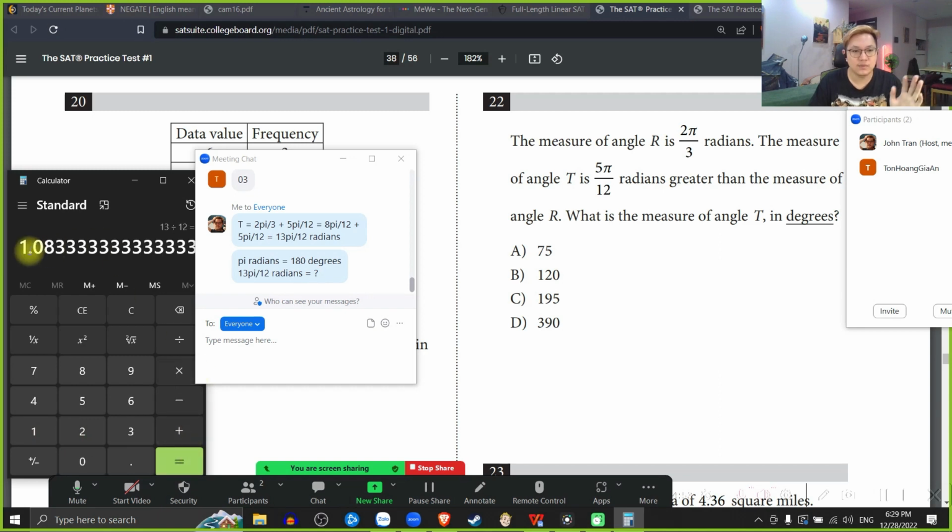1.083. So you divide 13 by 12, you get 1.083, and you times 180. So you should get 195 degrees, isn't it?